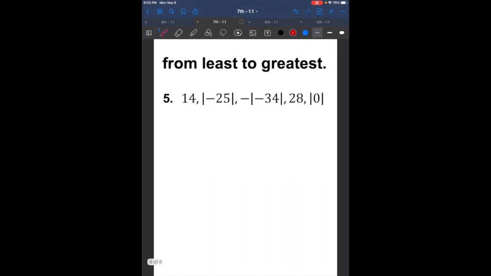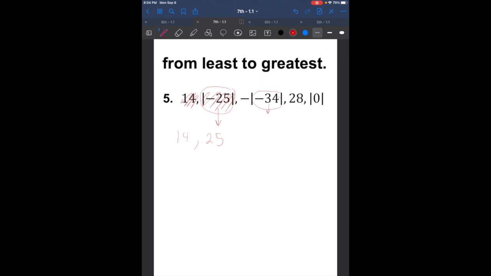Let's move on. Now let's put this question from least to greatest. The hardest part about this is probably solving the absolute value, because once you got the numbers, all you got to do is put them on the number line. So let's try to solve everything really quick. Let's start right here. First of all, write all of these down. Well, what is the absolute value of negative 25? We know the absolute value of negative 25 is positive 25. So now we have 14 and 25. We're going to get rid of that. Well, let's solve this first.